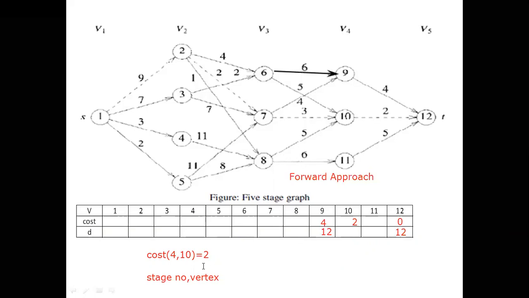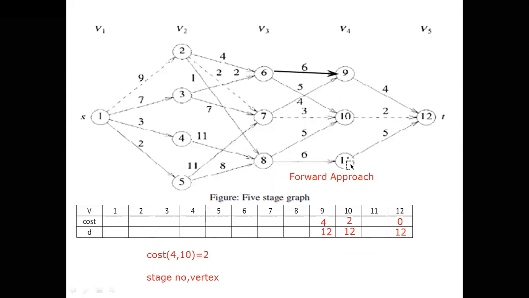Due to which vertex is it penetrating? 10. 10 is penetrating to the next immediate vertex, it is 12. I will adjust these values. Yeah. I hope you are clear with these values that I have written.